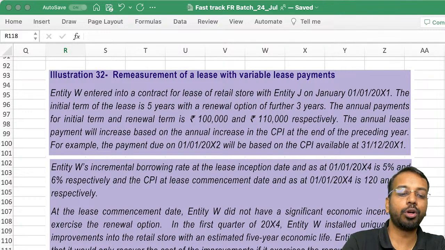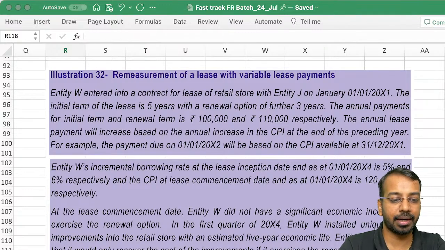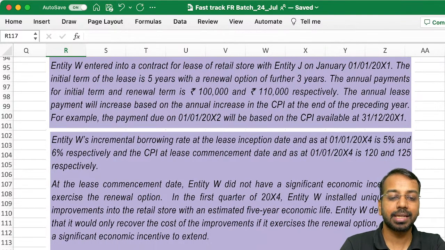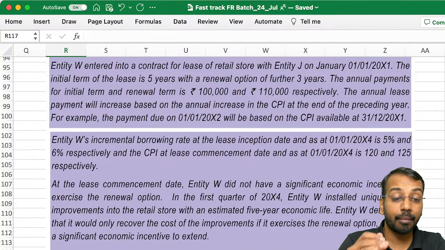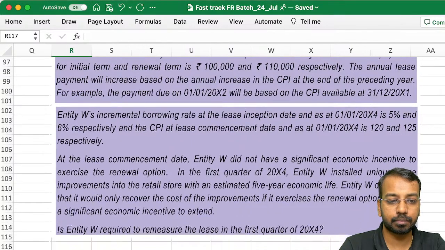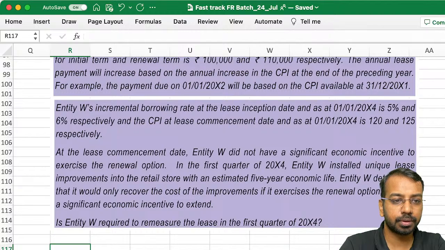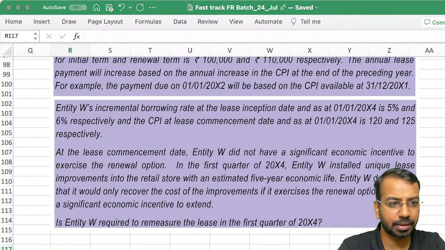Now, how do we calculate lease liability at the commencement date? Lease liability, we know, is the present value. Just give me a moment. I think I'll do some adjustment and get the Excel thing.